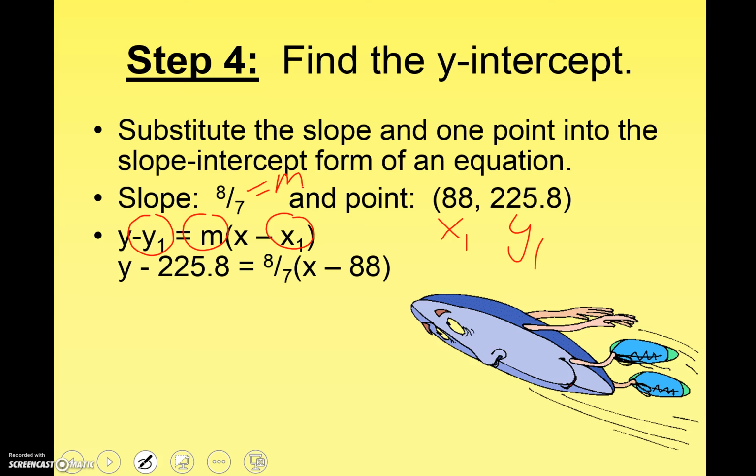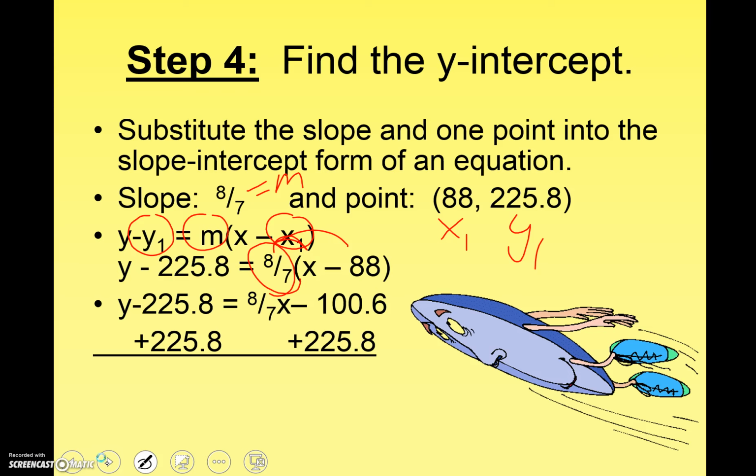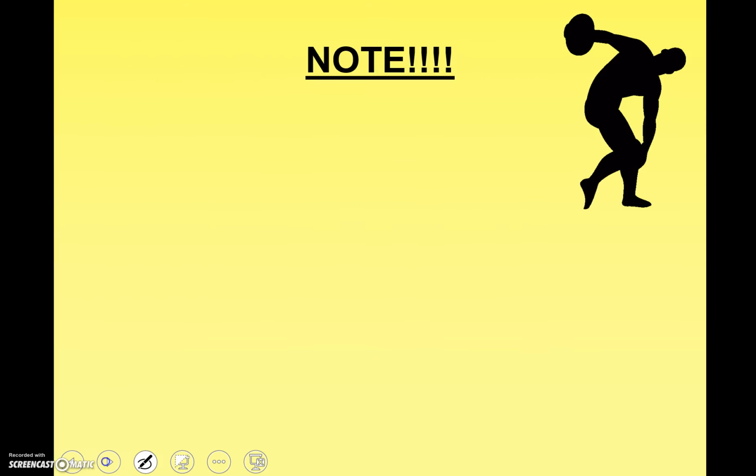And then we're going to take our slope and distribute it through to both things inside the parentheses. So when I distribute through, I get 8 over 7x minus 100.6. Remember, when I have that 225.8, I need to move it to the right. So I'm going to add it to the other side because it's originally a subtraction sign. And I get y is equal to 8/7 x plus 125.2. And I get that by adding negative 100.6 to 225.8. So this is the approximate line of best fit.